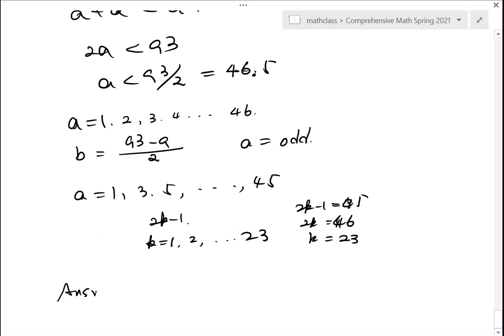The answer is 23. Okay. So here we needed to know the triangle inequality for a triangle if you're given 3 numbers.